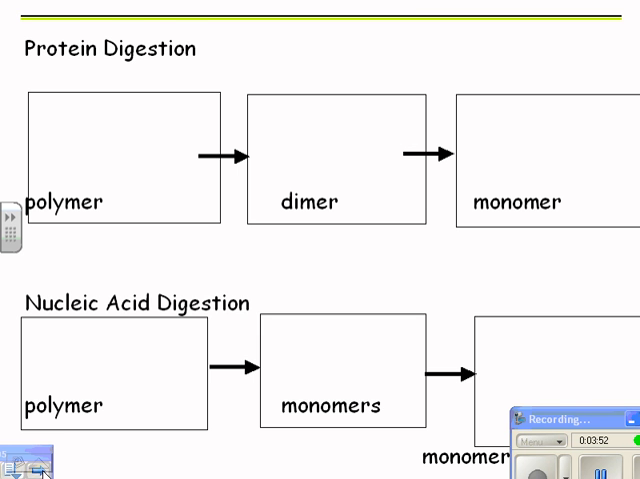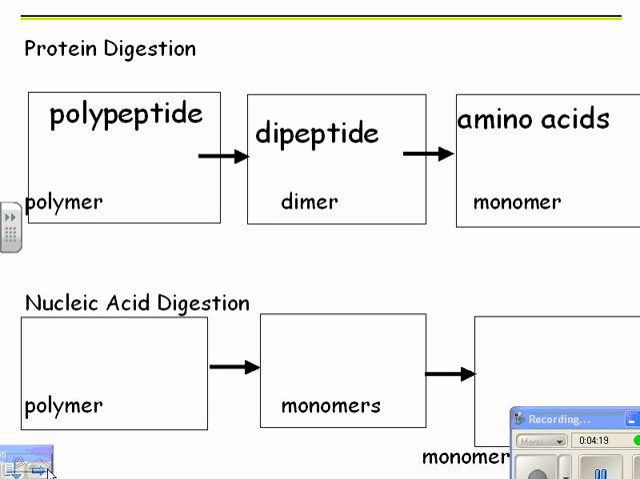triglycerides do at least. Okay, protein digestion. The protein polymer could be called a protein or a polypeptide. So poly is nice because there's poly in it. Polypeptide, polymer. The dimer would be, instead of a dimer, it would be a dipeptide. And then the monomer, I really, really wish it were called a monopeptide, but it's not. It's called an amino acid. And so that's just a weird one.